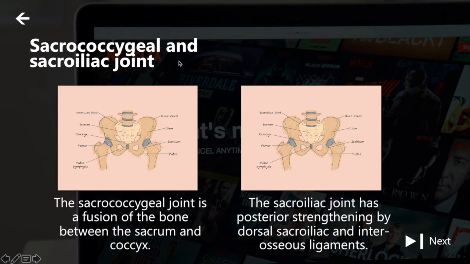Okay, the sacrococcygeal and the sacroiliac joint. So the sacrococcygeal joint is a fusion of the bone between the sacrum, which is this one, and the coccyx, which is the bottom part here.